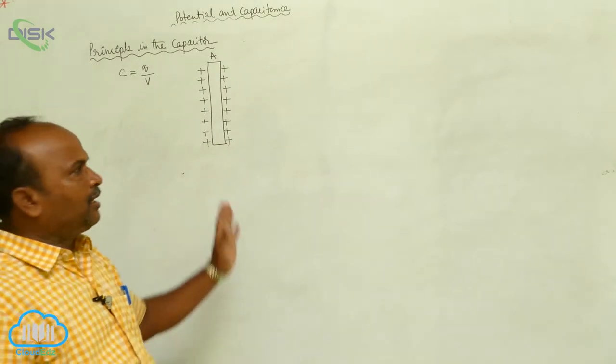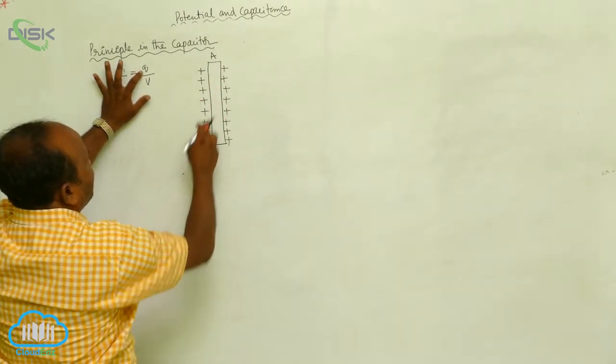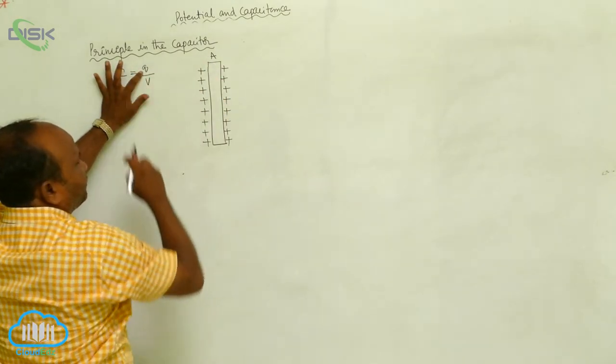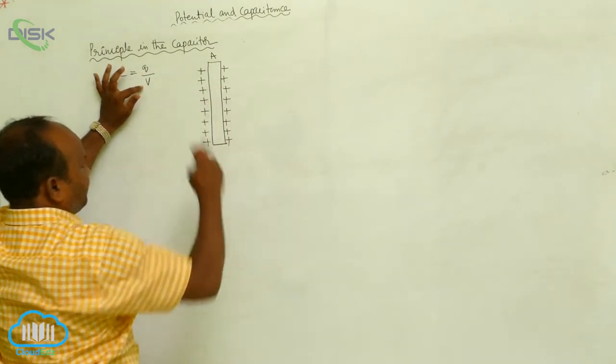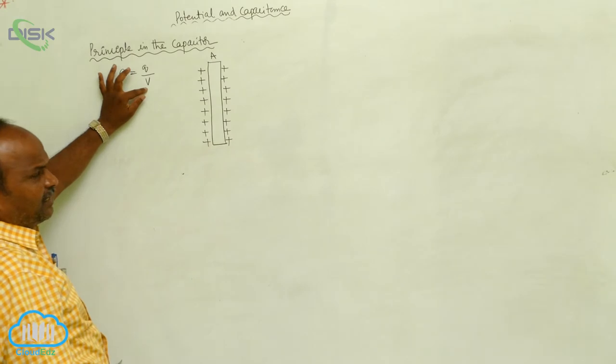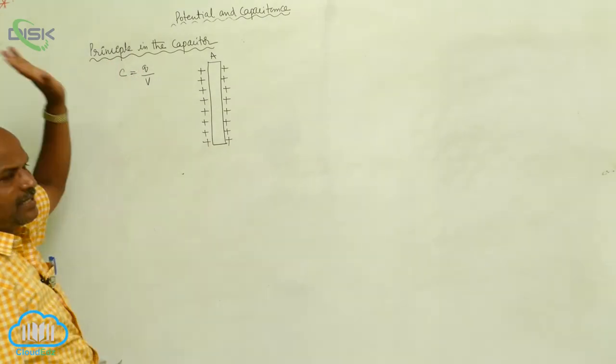No doubt here, this is a metal plate. What is the charge on the conductor? Q. What is the potential of the conductor? V. The ratio between Q by V is called capacitance.